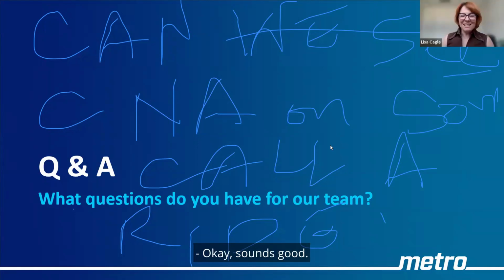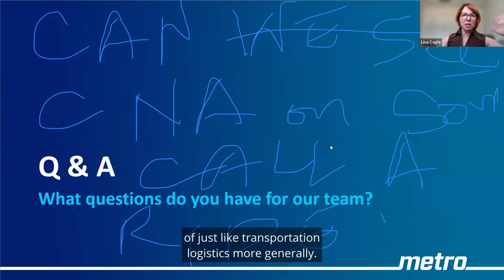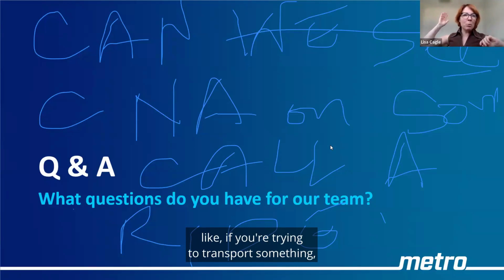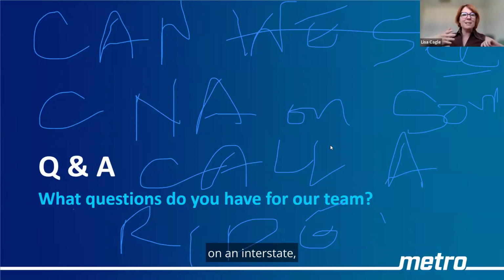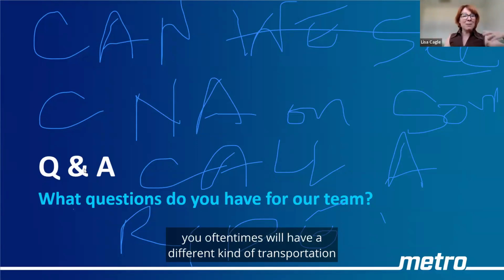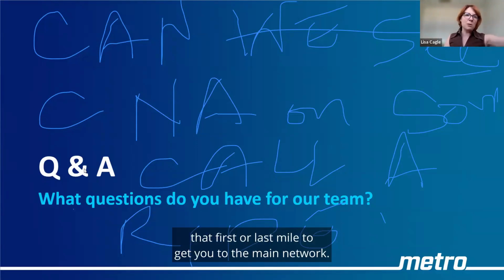Okay, sounds good. So yeah, first mile, last mile. Sorry, I try not to use too much jargon, but sometimes I forget. First mile, last mile comes out of transportation logistics more generally. If you're trying to transport something in a semi truck across the nation on an interstate, but then you have to get to the warehouses wherever the last mile piece is, you oftentimes will have a different kind of transportation that first or last mile to get you to the main network.